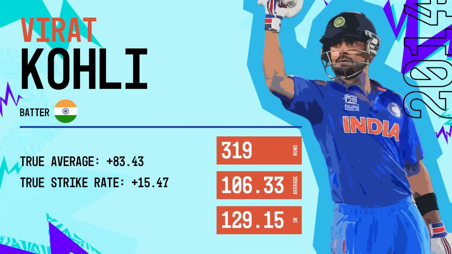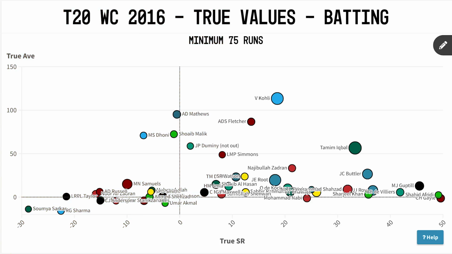But Virat Kohli was the MVP by ICC standards, and to be honest, there's not much here to say that he shouldn't be. He scored 319 runs with a true average of 83 and a true strike rate of 15.47. And the highlight of this campaign has to be the 72 against South Africa in the semi-final. He was simply brilliant. But now, let us get to 2016.